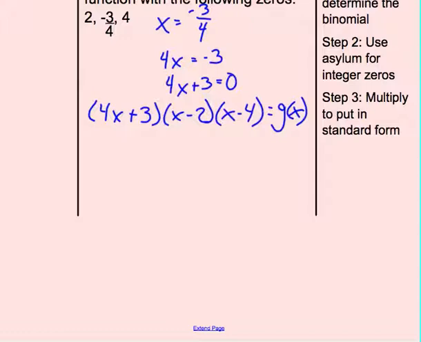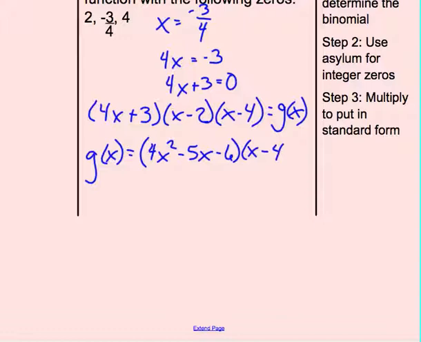So I'm going to distribute my first two terms. And I'm going to rewrite this because I like my function notation in front. So we've got the 4x times x gives me 4x squared. 4x times -2 is -8x, plus 3 times x is 3x, which gives -5x. And 3 times -2 is -6.